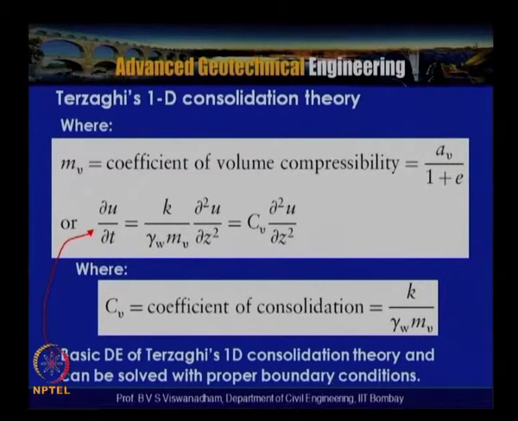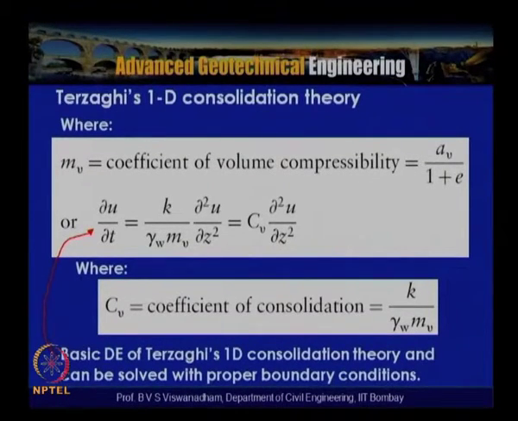So if the Cv value is high, that means if k is high, the Cv value is high. When the k value is low, for a very impervious soil, the Cv value will be low. So the larger the Cv value, the faster the settlements take place, and the lower the Cv value, the more delay there will be in the settlements. Cv indicates the time rate of settlements.